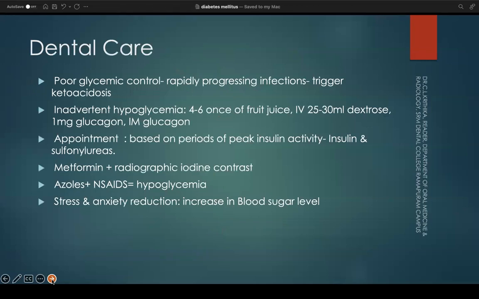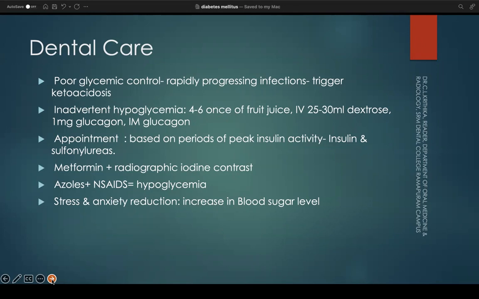So, what are the important features that should be taken into account while giving dental care? Poor glycemic control could lead to rapid progression of infections and can even trigger diabetic ketoacidosis. When there is inadvertent hypoglycemia, 4 to 6 ounces of fruit juice can be given when the patient is conscious.